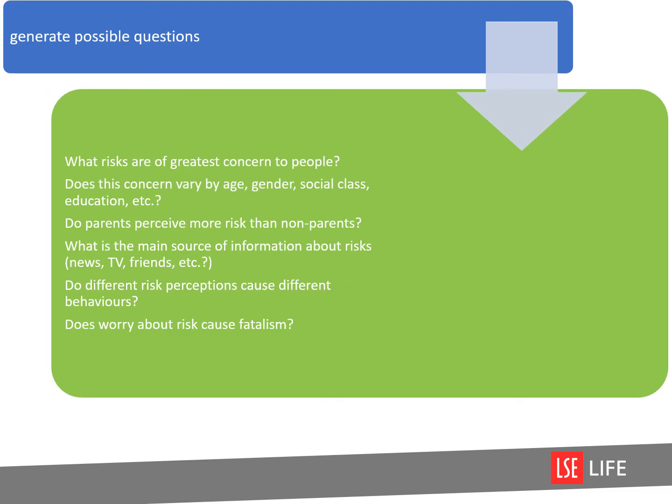The next step is to generate possible questions from your topic area. So for example, what risks are of greatest concern to people? Does this concern vary by age, gender, social class, education, etc.? Do parents perceive more risk than non-parents? And so on. So you should generate as many possible questions that you're interested in as possible, particularly things that you don't think are answered or are not answered very well in the literature.